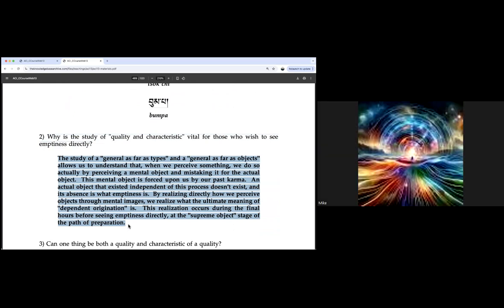The study of general as far as types and general as far as objects allows us to understand that when we perceive something, we do so actually by perceiving the mental object, mistaking it for the actual object. This mental object is forced upon us by our past karma. An actual object that existed independently of this process doesn't exist, and its absence is what emptiness is. By realizing directly how we perceive objects through mental images, we realize what the ultimate meaning of dependent origination is. This realization occurs during the final hours before seeing emptiness directly, at the supreme object stage of the path of preparation.